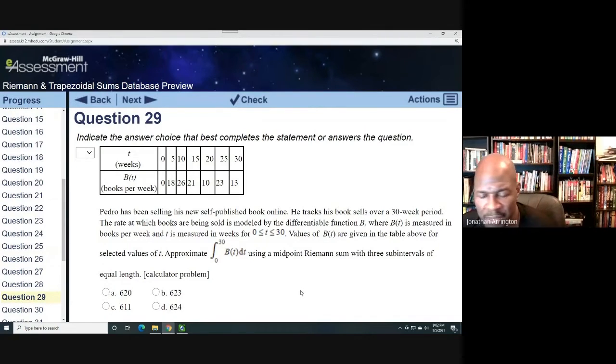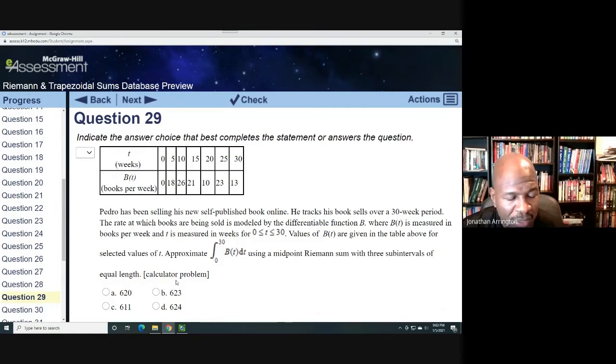So this next example is a midpoint Riemann sum. I'm not going to read the whole problem. In most cases it's important to read the problem, but the information there is not going to change much. It's not going to be revolutionary. It's not going to be paradigm changing. So I'm just going to get to the root of the issue, which is we're going to approximate the integral from 0 to 30 of v of t, and this table represents v of t, using a midpoint Riemann sum with 3 subintervals of equal length.